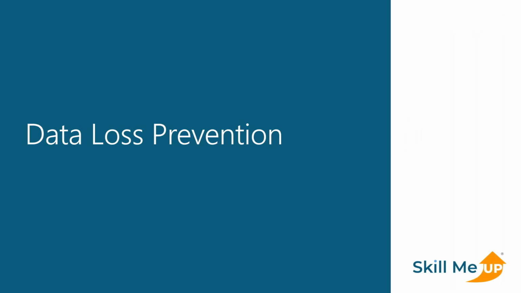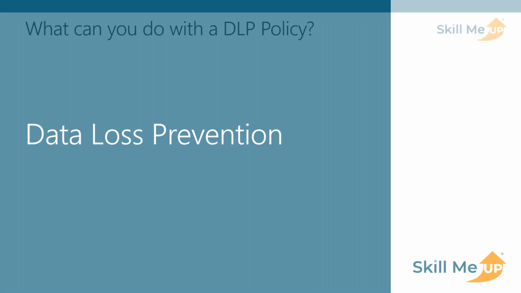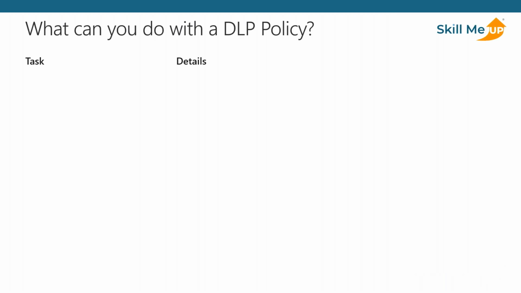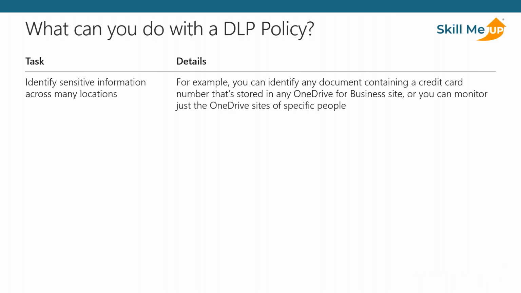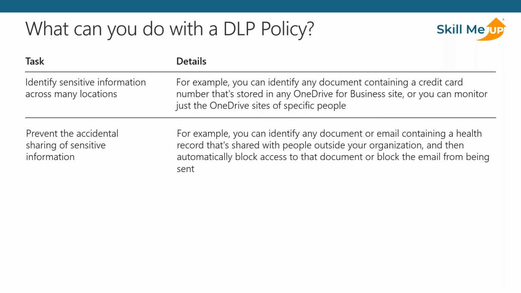Okay, our next security capability is data loss prevention. So what can you do with a DLP policy? Well, firstly, we can identify sensitive information across different locations. So we can, for example, find credit card numbers that have been stored in various locations. We can also prevent accidental sharing of sensitive information. So identify documents that contain health records that have been trying to be shared outside the organization, and then we can block those or block the emails, etc.